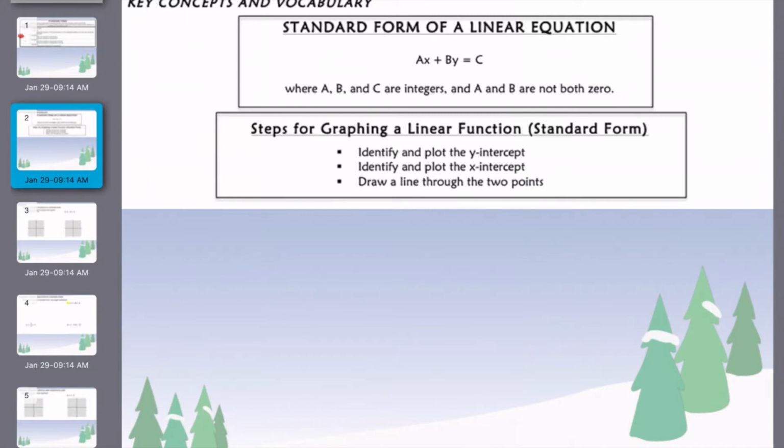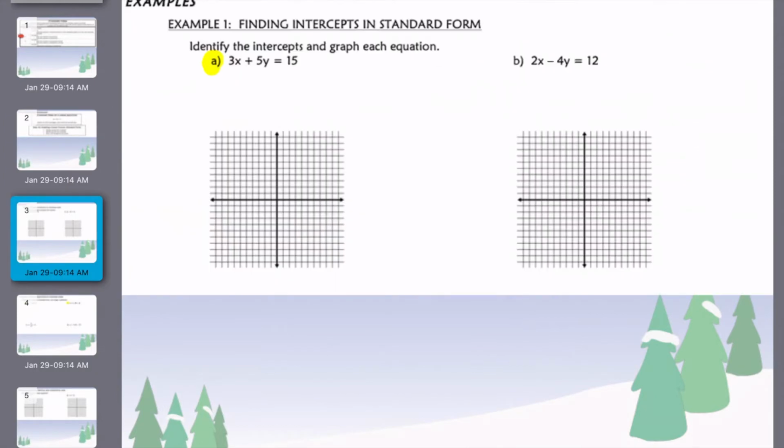When it comes to graphing a linear function in standard form, first thing we want to do, we want to identify and then plot our y-intercept. And we need to remember in order to find our y-intercept, that means that our x value is 0. Then we need to identify and plot our x-intercept, which means our y value needs to be 0. And then we can draw a line through those 2 points. Okay, so let's get into some practice problems and we'll see how this goes.